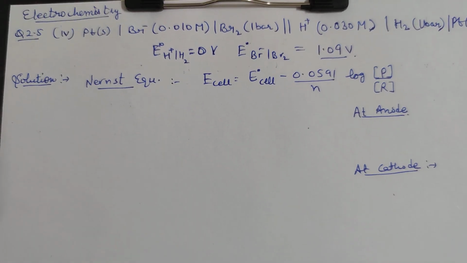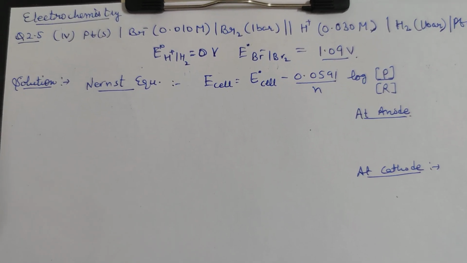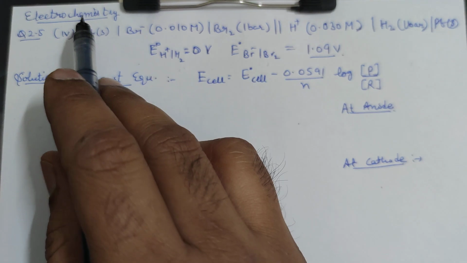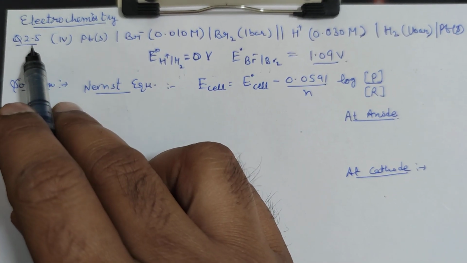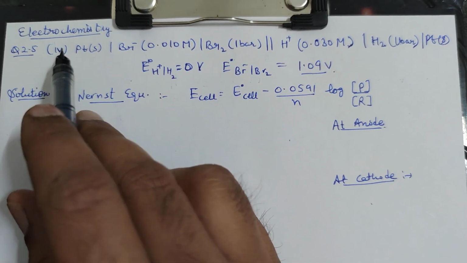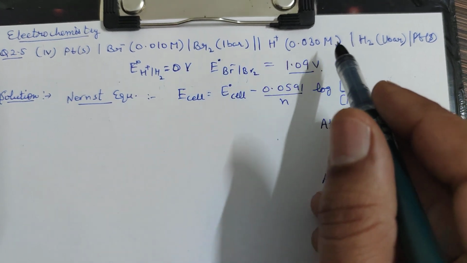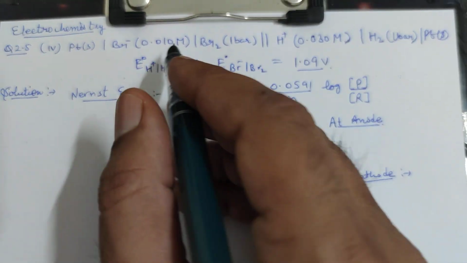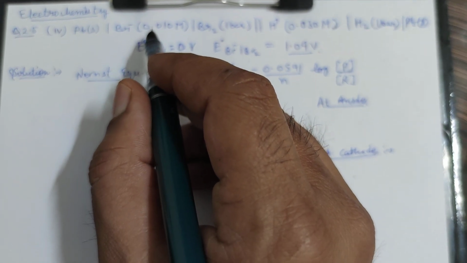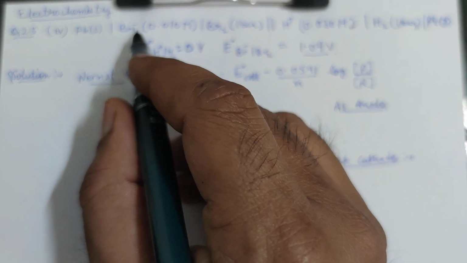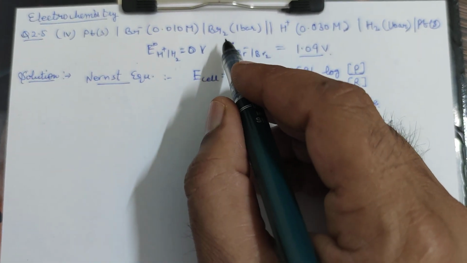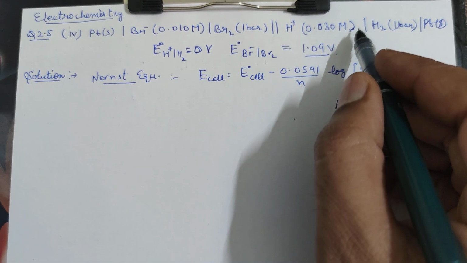Hello student, this is the numerical of chapter number 2, electrochemistry, class 12, exercise question number 2.5 part 4. This is the electrochemical cell which is given in the question. In this one we have a bromide ion at the anode side and hydrogen ion at the cathode side.